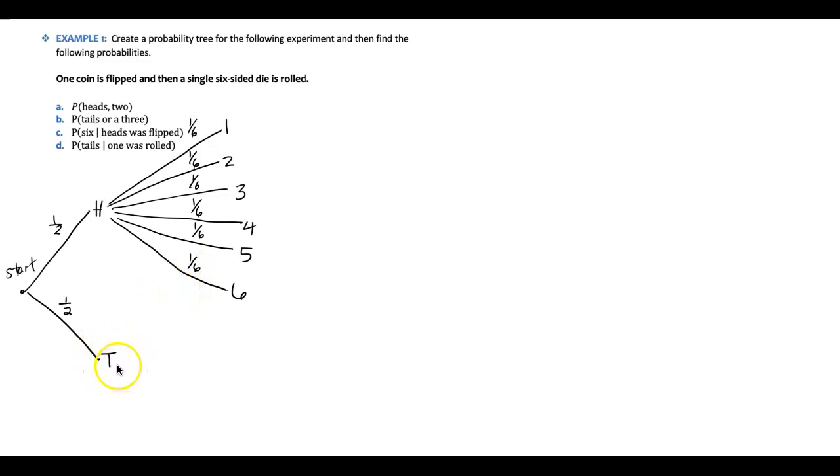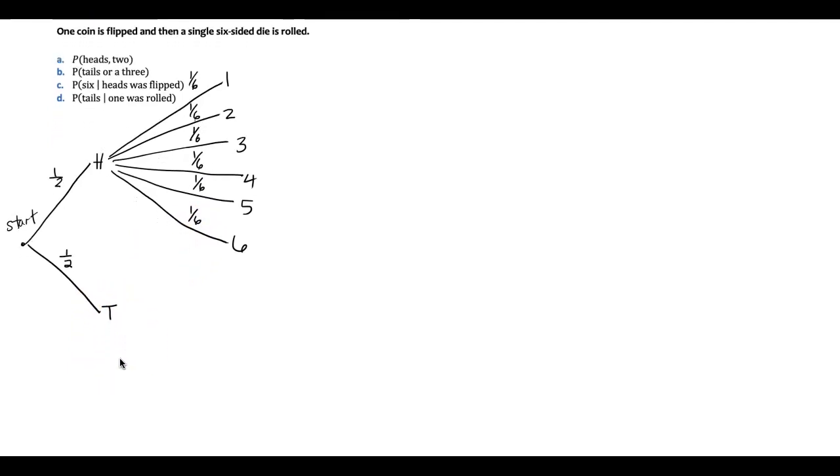After the tails branch, I'm going to repeat that same idea that we have 6 possible branches, and each branch, 1 through 6, is going to have a probability of 1/6.